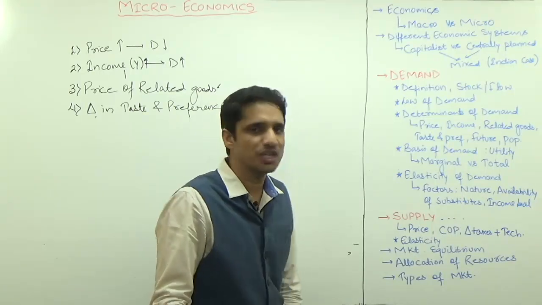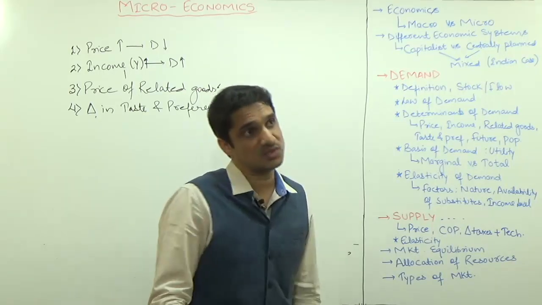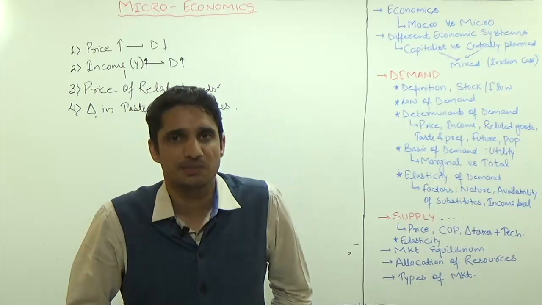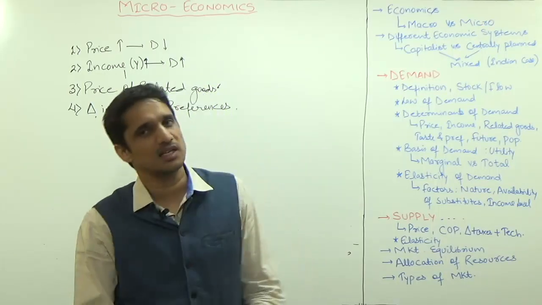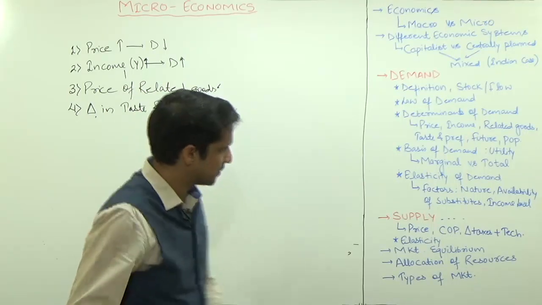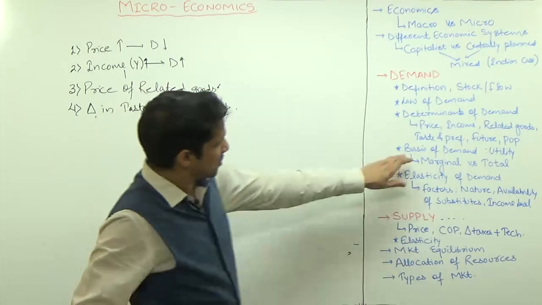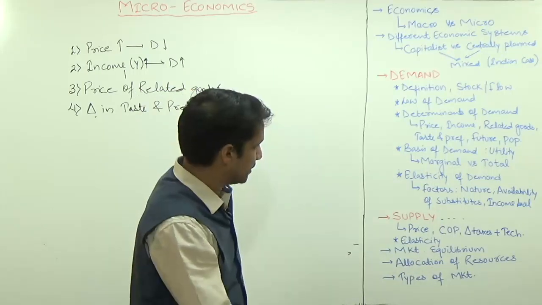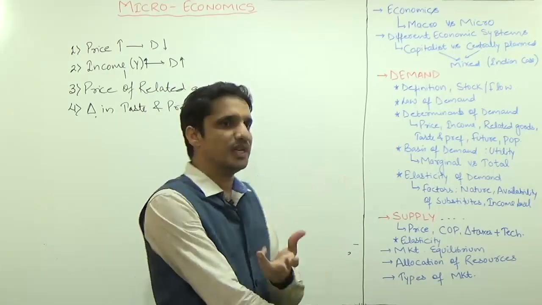Then we have the population. So population is one of the major reasons of demand. If the population increases, demand will increase. If the population decreases, demand will decrease. Then the next topic is the basis of demand. What is the basis? How is the demand being created?